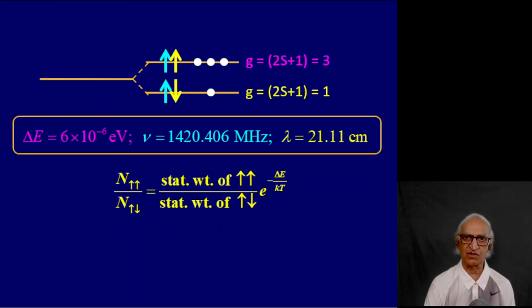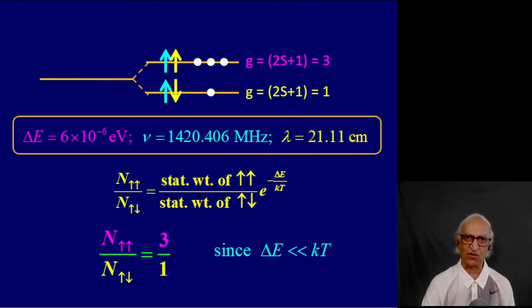One electron volt is 10,000 degrees, a rough conversion. Therefore, this factor, delta E over kT, is incredibly small, and it comes with a minus sign. Therefore, e to the power 0 is just 1. So the ratio of the number of hydrogen atoms in the upper level to the lower level will simply be the ratio of the statistical weights, 3:1. In other words, if I give you 4 hydrogen atoms, you will put 3 of them in the upper level and 1 in the lower level. If I give you 8, you will put 6 in the upper level, 2 in the lower level, and so on.